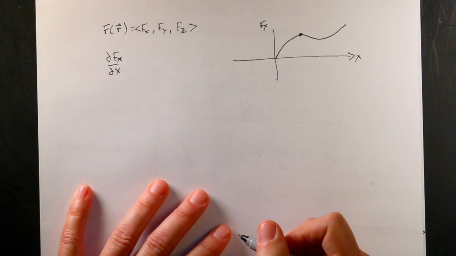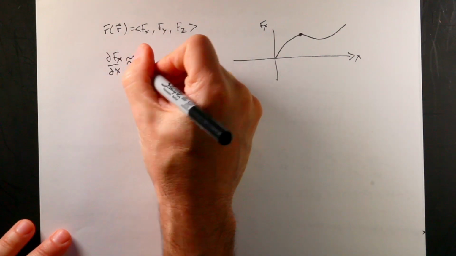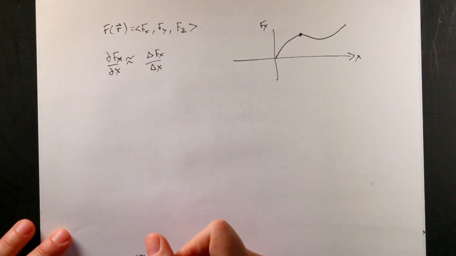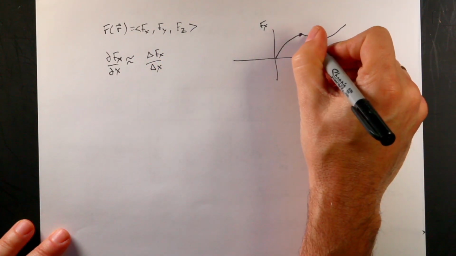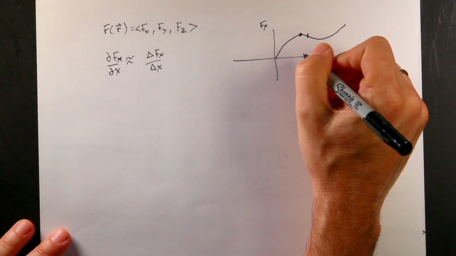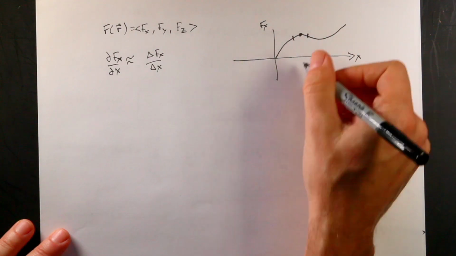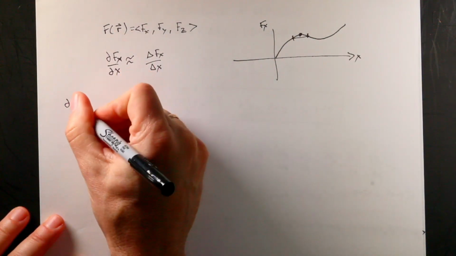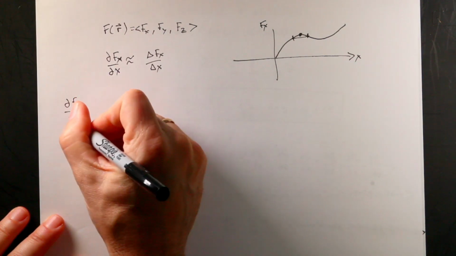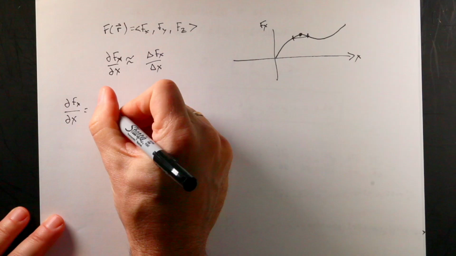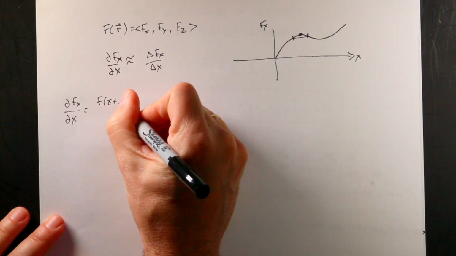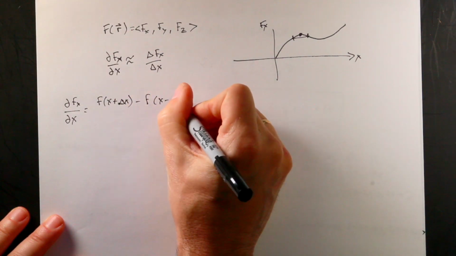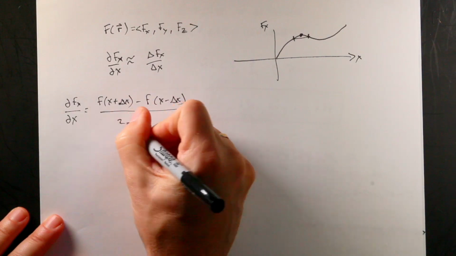Then I could write this as approximately equal to the change in fx over the change in x. So what I do is I'm going to move forward a little bit and find the new value of f. I'm going to move backwards a little bit, find the new value of f, and then find the slope between those two points. So I can write the partial of fx with respect to x as f of x plus, let's call it delta x, minus f of x minus delta x, all of that over 2 delta x, right?